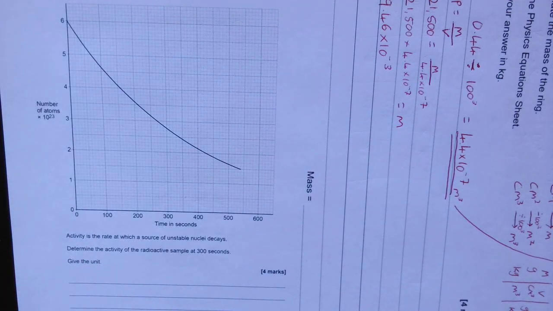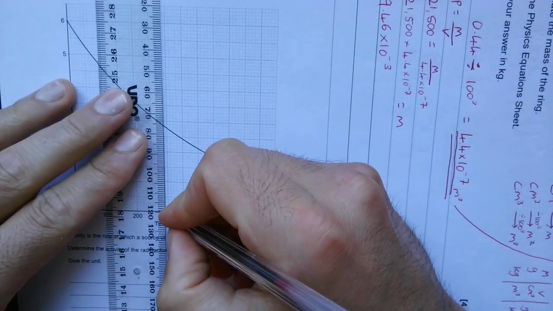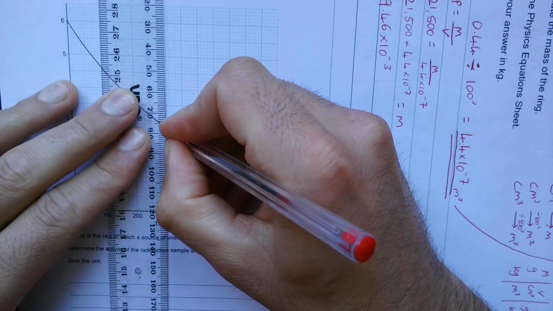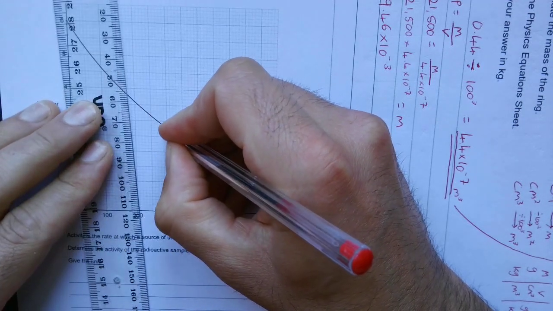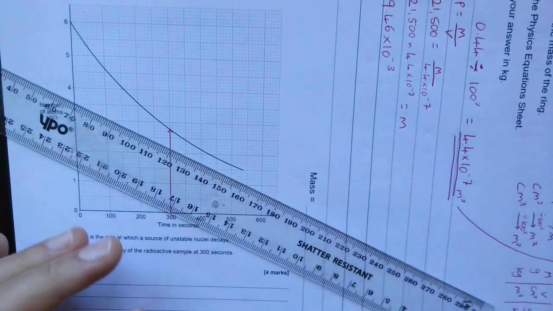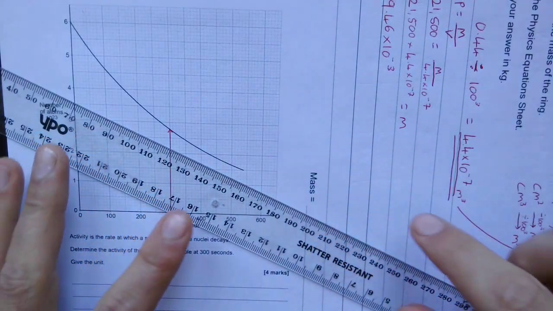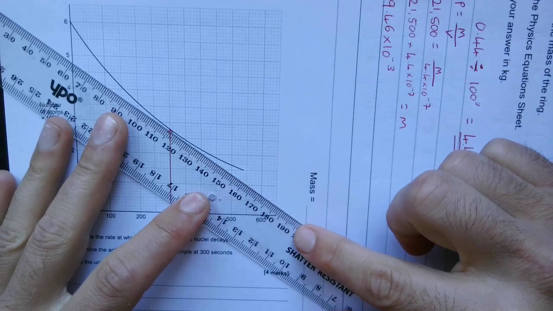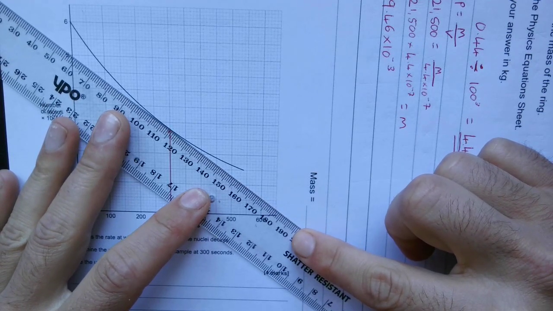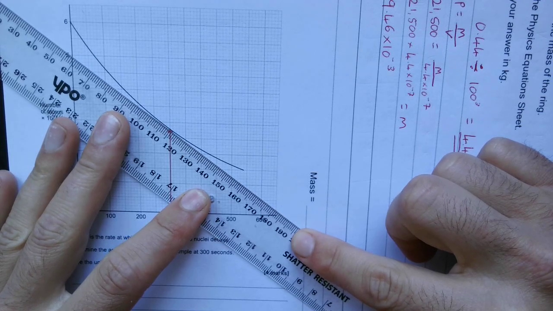So you need your ruler. It says at 300 seconds, so what we do is we draw a line up at 300 seconds. Now what we then have to do is be really careful with our ruler and only allow our ruler to touch the curved line at that point. It's really hard, that's why they'll give you a range of results.